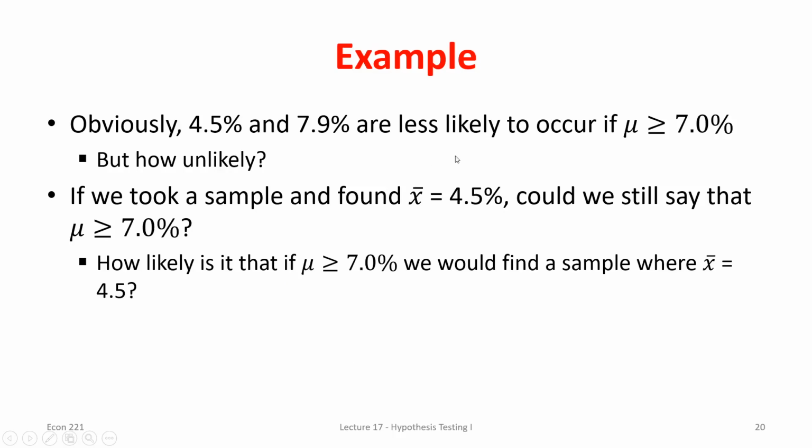4.5 and 6.7 are less likely to occur, but how unlikely? I think this wasn't supposed to be 7.9. Let's say 6.8? I changed it. Yeah, 6.7. Somehow got those flipped up. So if we took a sample and found that 4.5% was that sample mean, can we reject this null, or are we failing to reject it? So how do we figure out how likely or unlikely it is, and whether or not we're okay with that?